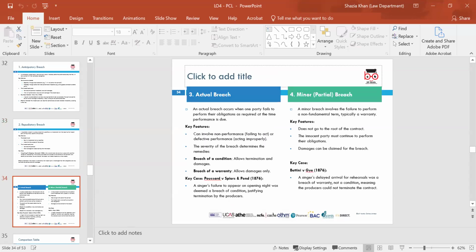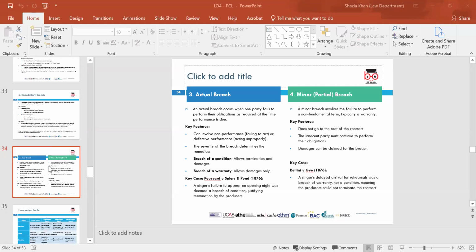Actual breach is where one party fails to perform their obligations as required at the required time. And then you've got the key features of it and the case again. Minor breach involves the failure to perform a non-fundamental term, typically a warranty. Key features, and the key case is Bettini v Gye.